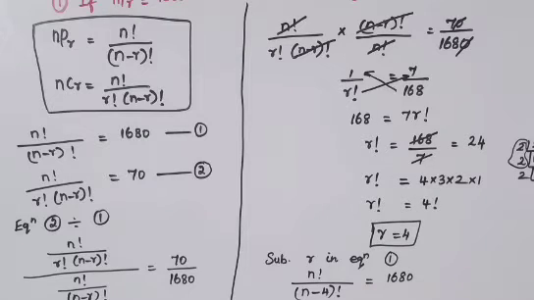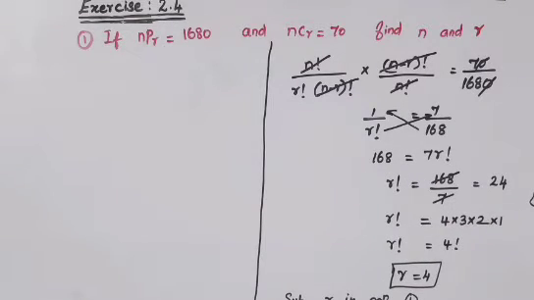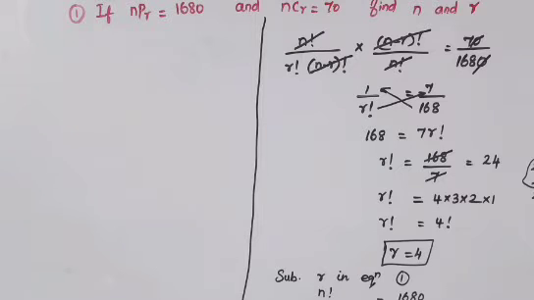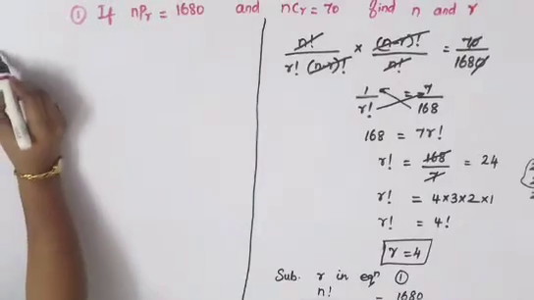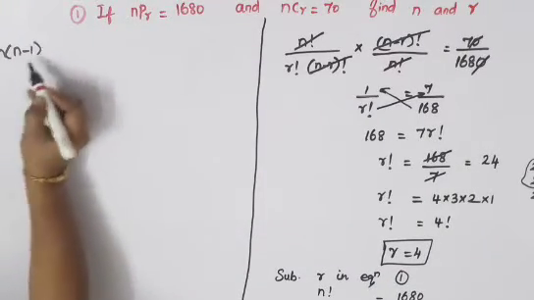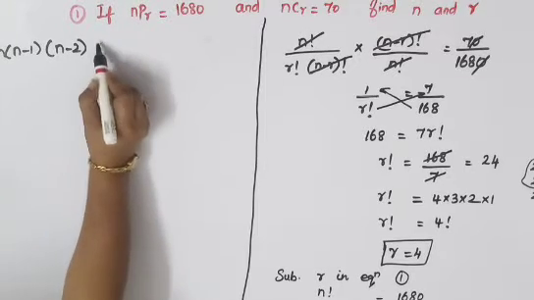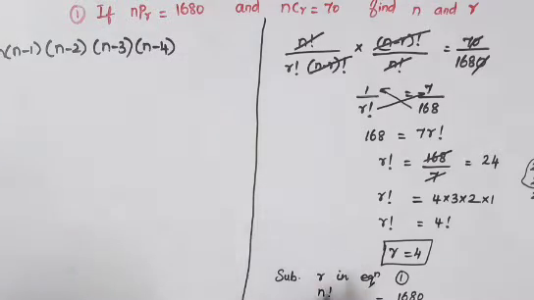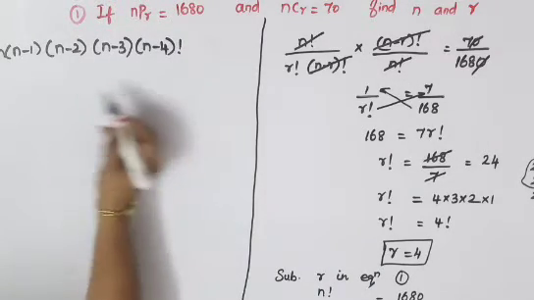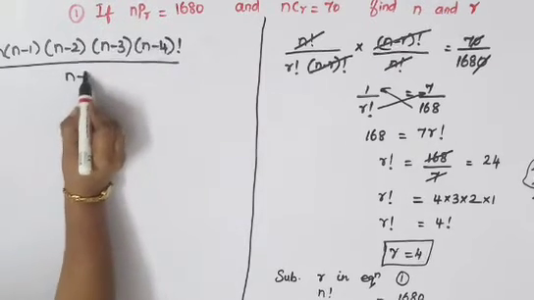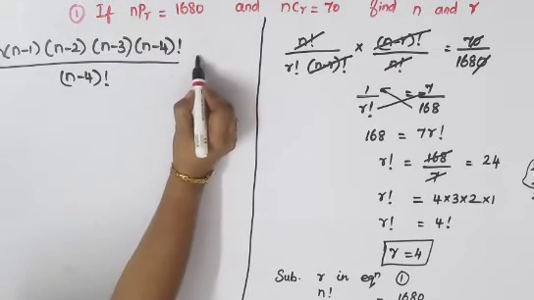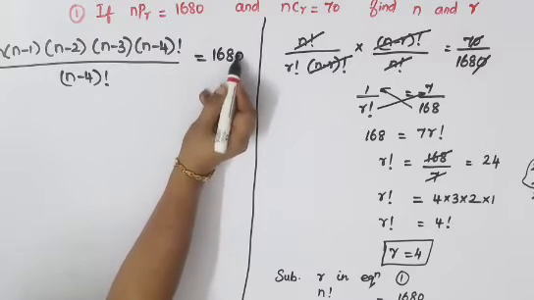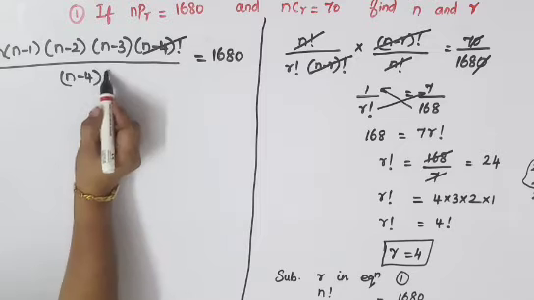In equation 1, n factorial divided by (n minus r) factorial, with r as 4, is equal to 1680. So n factorial divided by (n minus 4) factorial. Here n minus 4 is the least number, so decrease n down to n minus 4. You will get n into (n minus 1) into (n minus 2) into (n minus 3) into (n minus 4) factorial, divided by (n minus 4) factorial, which is equal to 1680. Now you can cancel this and this.